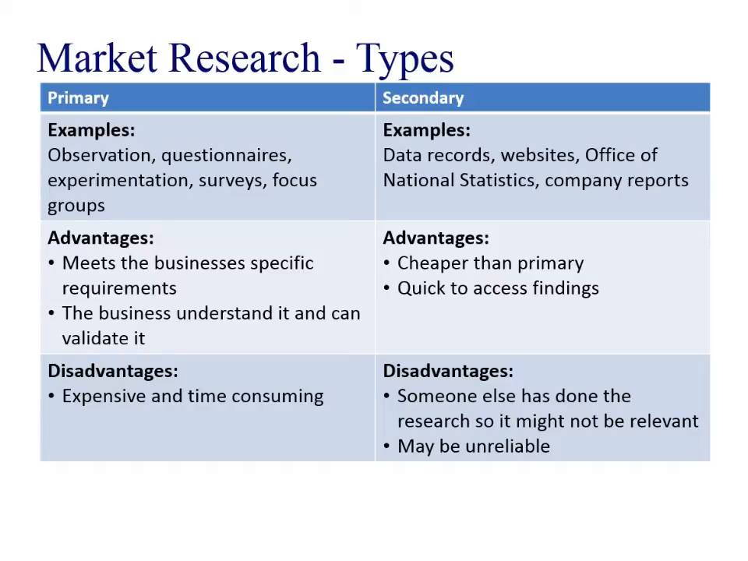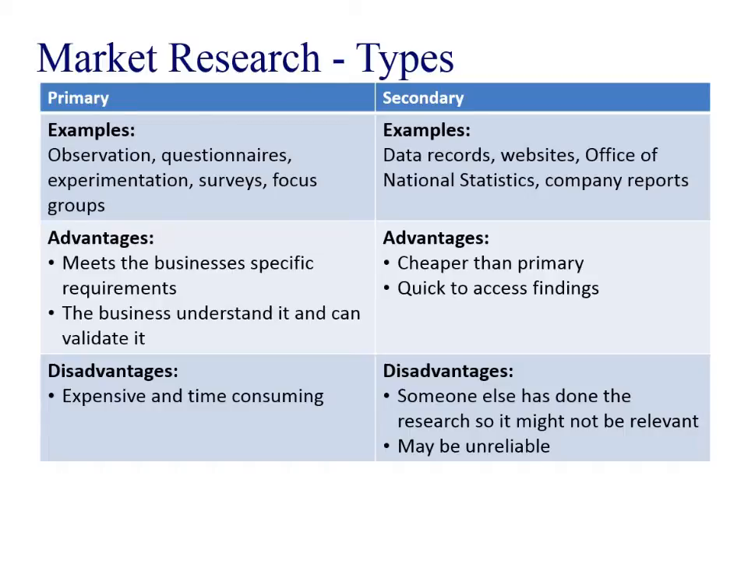However, you're actually going to have to carry out this process yourself, so it's going to be very time consuming, and because of that there's an opportunity cost, so it's expensive. You could have spent that time doing something else. Whereas secondary market research, it's going to be cheaper than primary market research because the data already exists, so it's going to be quicker to be able to access that data.